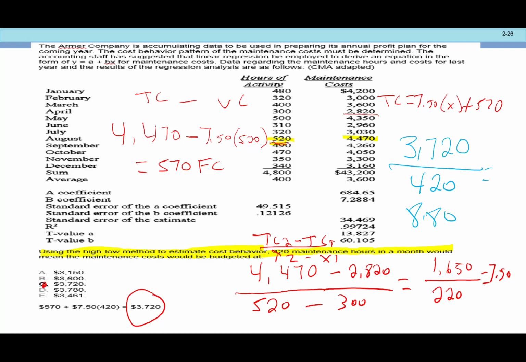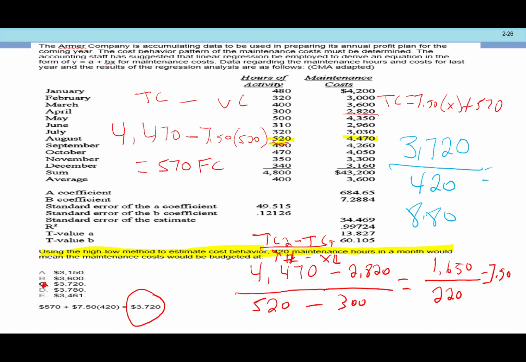Total cost 2 minus total cost 1 over total units, high units versus low. I guess I could put xh and x low if I wanted here, right? Okay, whatever. So I've got my 4470, my 520, and then I'm going to find the low. And the low month is this 300 month, isn't it? So I take the 300 and I put that in the denominator, the 2820, that's my total cost 1, and I get the difference. The difference is the change in total cost divided by the change in the number of maintenance hours here. That gives me a variable cost per unit of 750. That's the slope, isn't it?